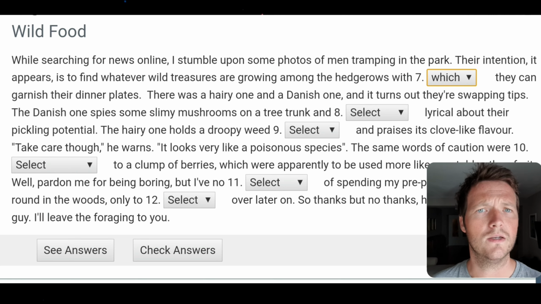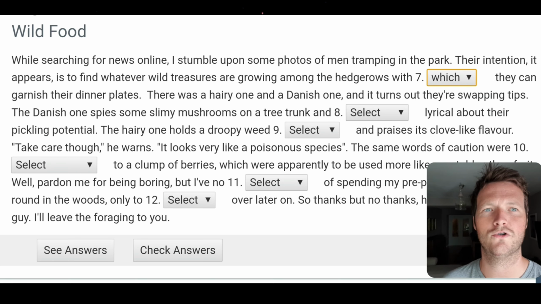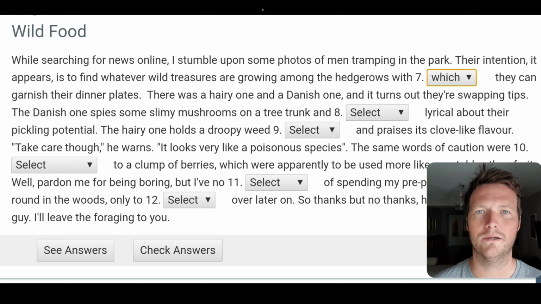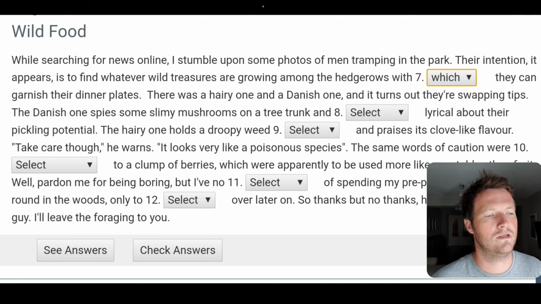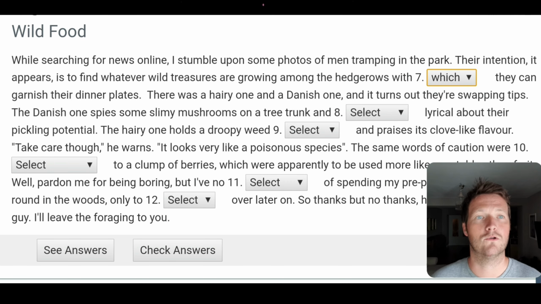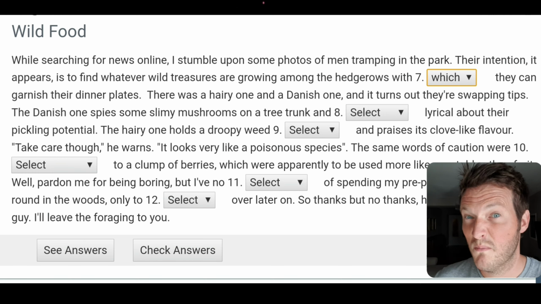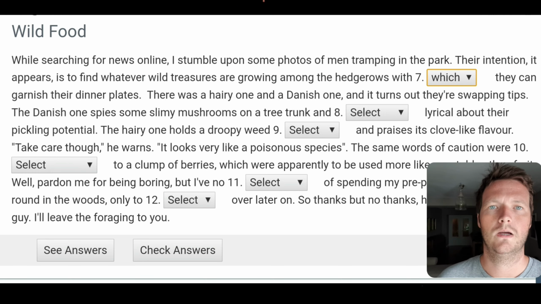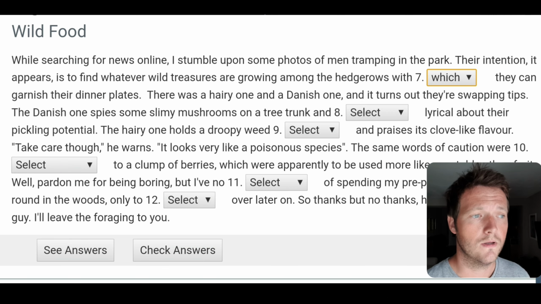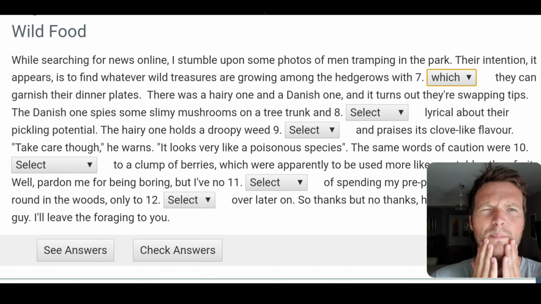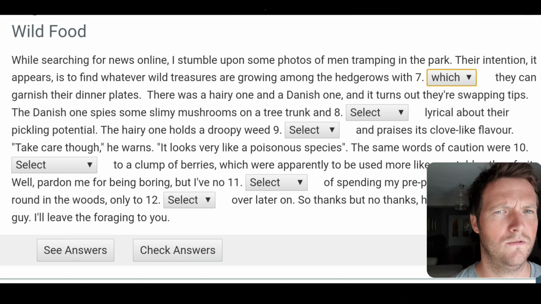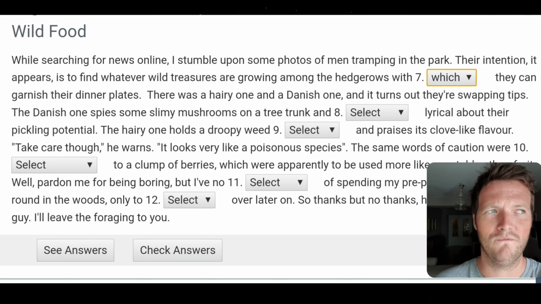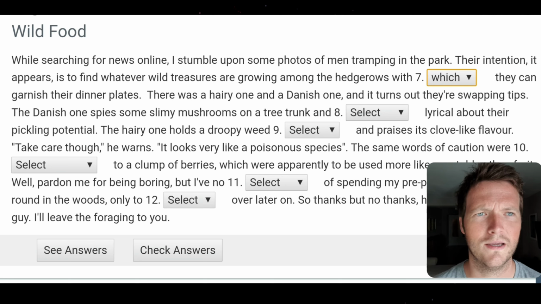Okay. The Danish one spies some slimy mushrooms on a tree trunk and lyrical about their pickling potential. So this is an expression which means that he's basically praising, saying how good something is and how good these mushrooms are for pickling food. Okay, so, or for being pickled, probably. Yeah, probably for being pickled. I don't think you would use mushrooms to pickle food. I think you would pickle the mushrooms. No, you put them in vinegar and put them in a jar.